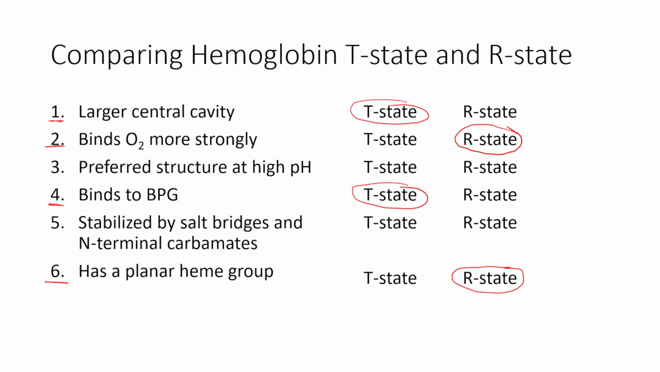And BPG is a product of metabolism, so this makes sense, right? As you're going through metabolism, you're consuming oxygen. This is a time when you'd want to encourage hemoglobin to release that oxygen, so you can then use it to make more energy, because BPG is a sign that you're already trying to use energy, or you need energy. Any questions about that?